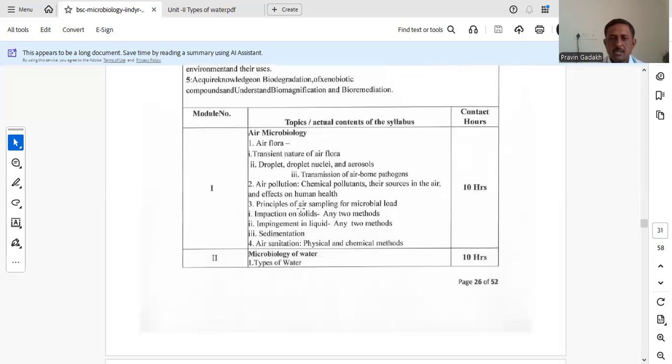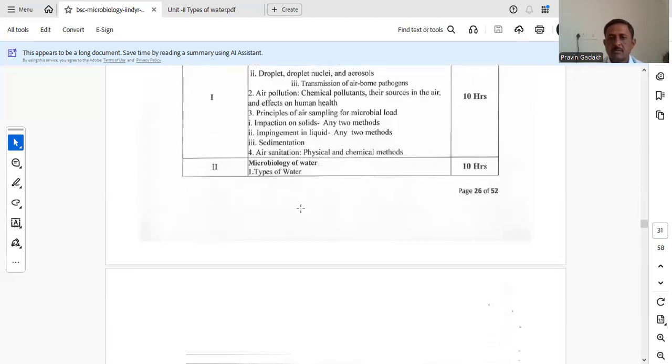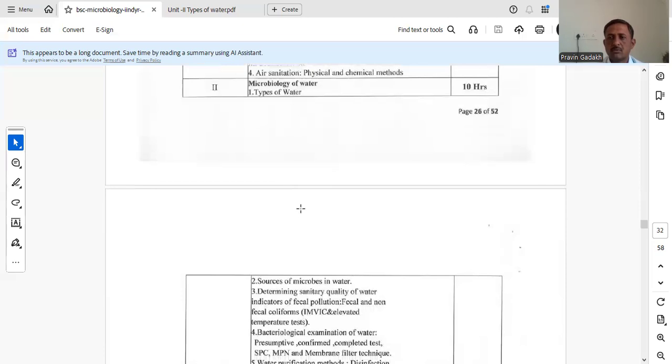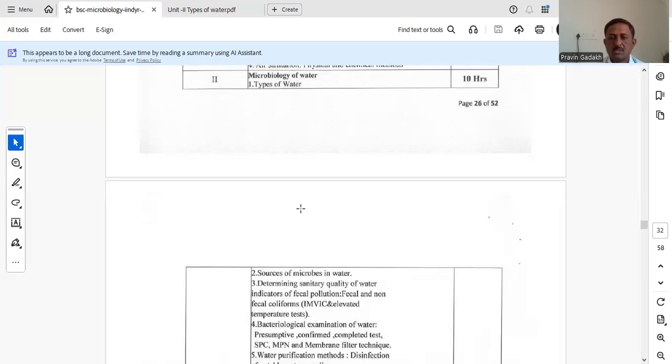Next, your second module is with respect to the microbiology of water. In that, we have to discuss the different types of water, sources of microbes in the water, how different microbes enter into the water, and how they represent the microflora of those water bodies.